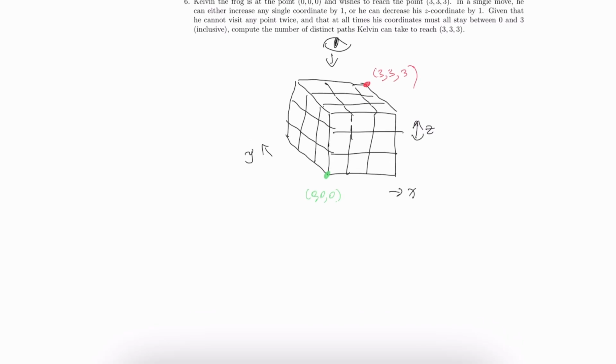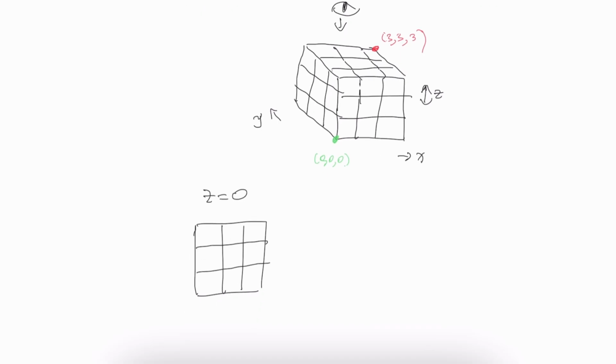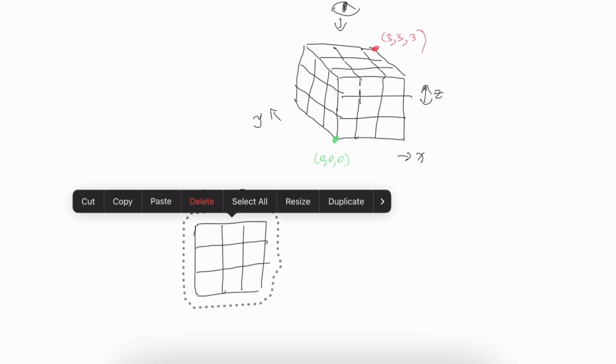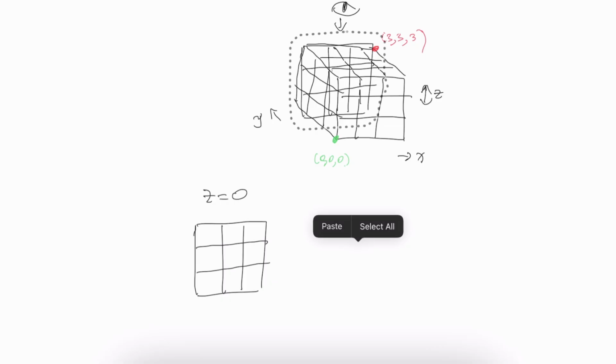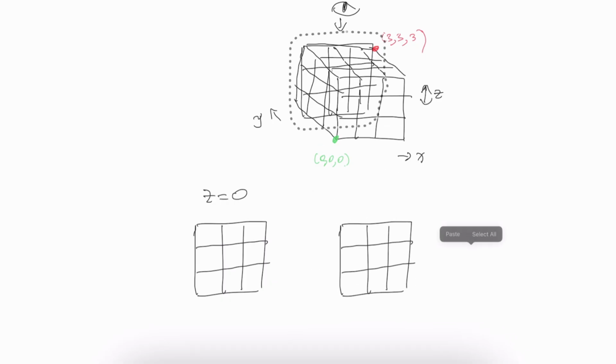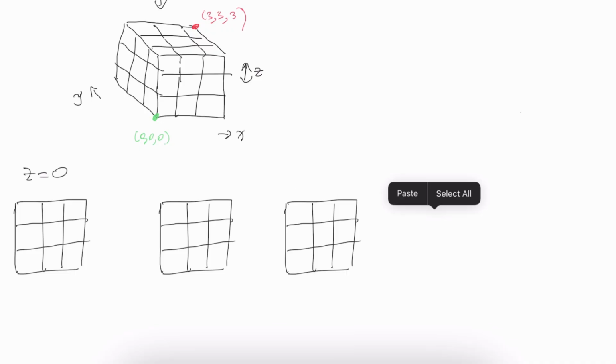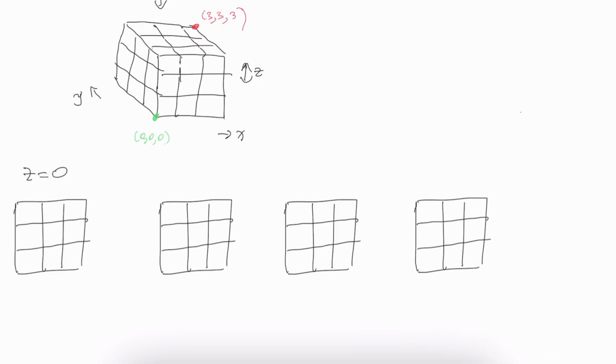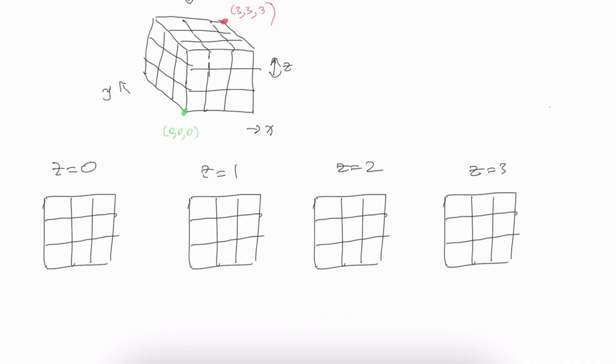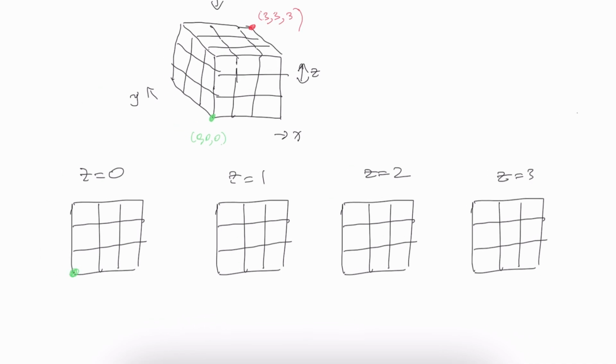When z is equal to 0, our board is just a 3 by 3 board, and this will be the same for all other levels as well. We have z equal to 1, z equal to 2, z equal to 3. Our start point will be at z equal to 0 in this corner, and our end point will be at z equal to 3 in this corner.